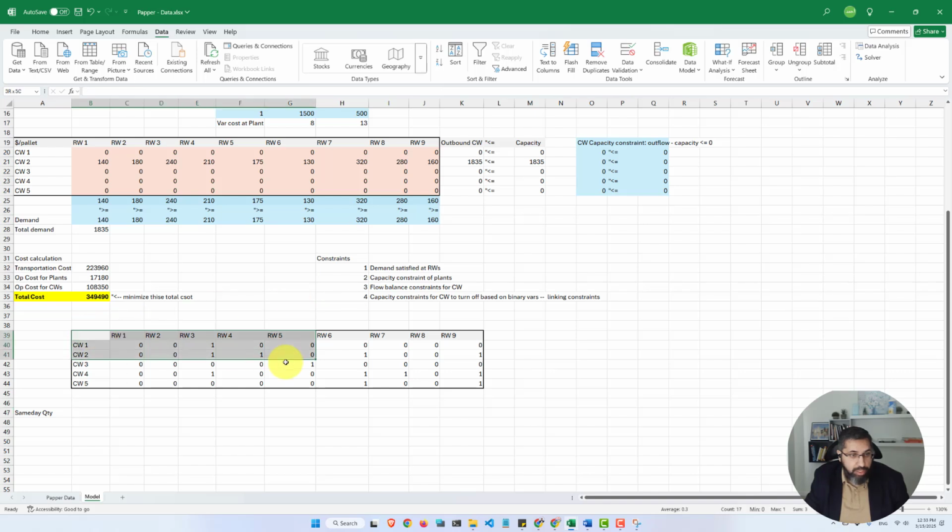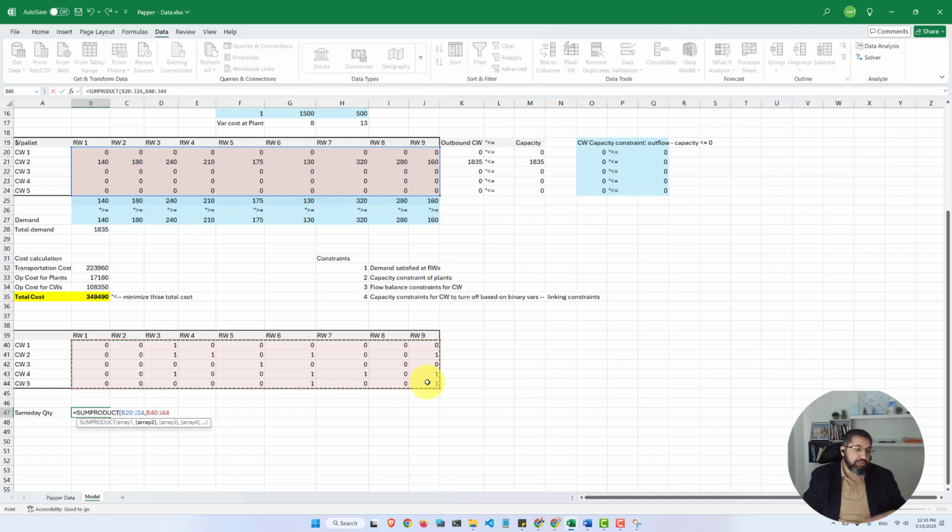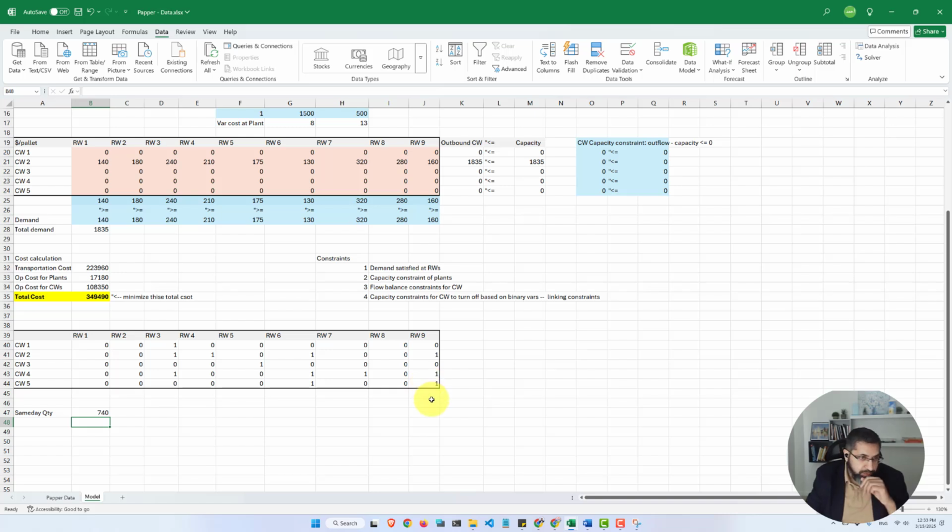Let me actually move it to the left so that things are lined up. So my RW1 column is lined up, right? I'm going to do a sum product of all the quantities being shipped by this 0, 1 matrix. This is going to zero out the quantities which are not being shipped same day, and it's going to keep the quantities which are being shipped same day. So of the total demand of 1835, 740 of that is being met same day.